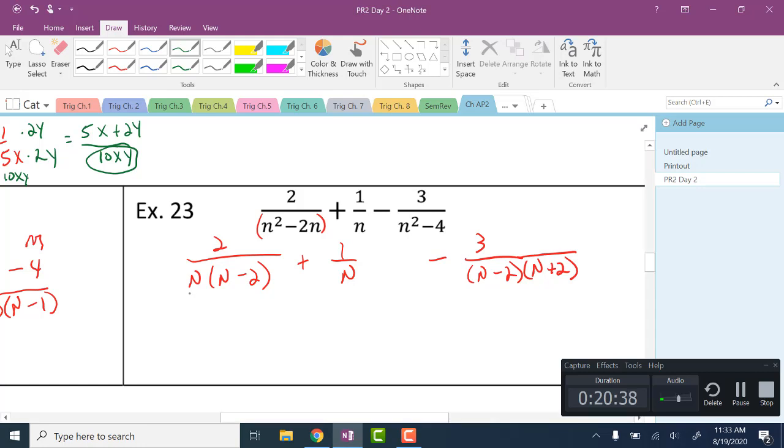Now, what is the least common denominator? I have an n, don't have an n. Guess what? This is missing an n. This one has an n minus 2. This one doesn't have an n minus 2. This is the way you can do this.